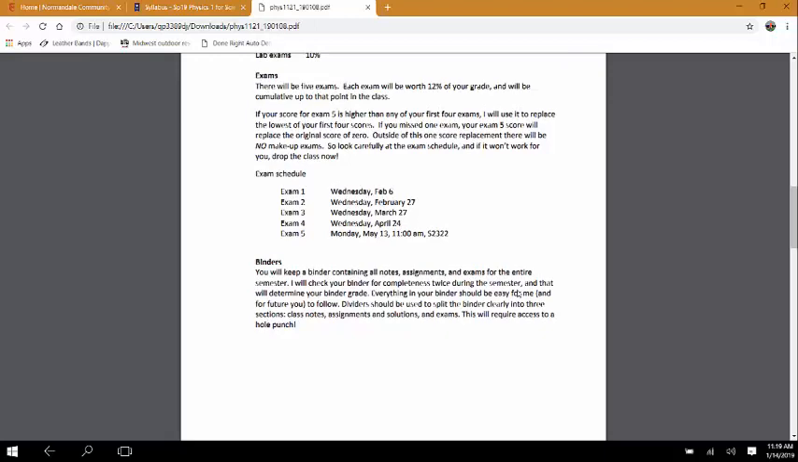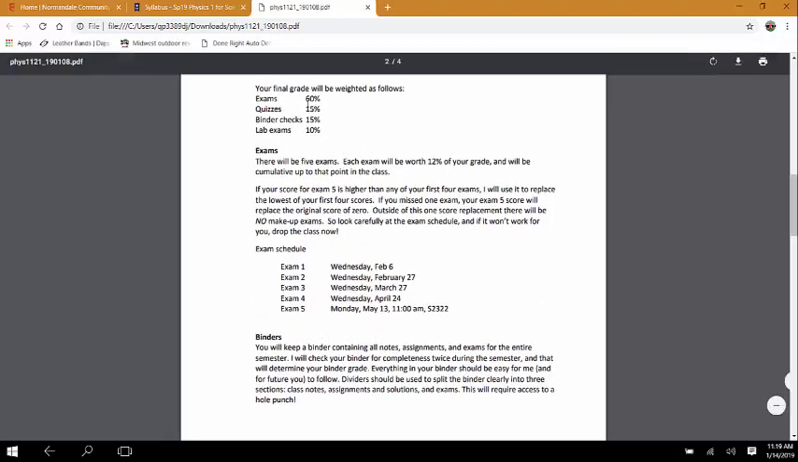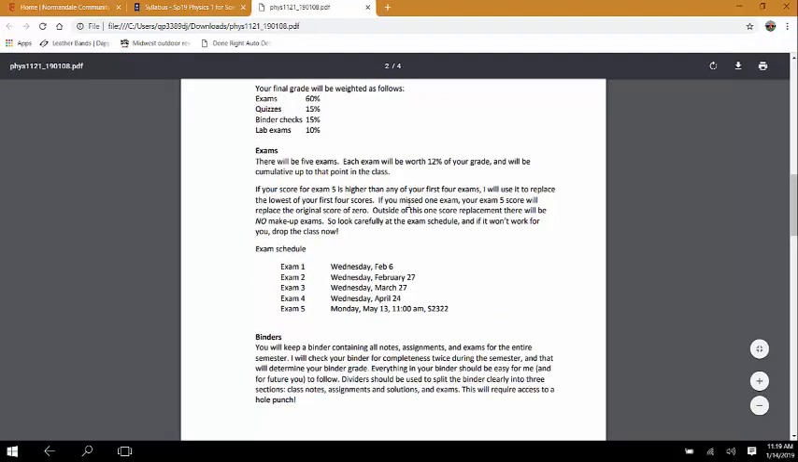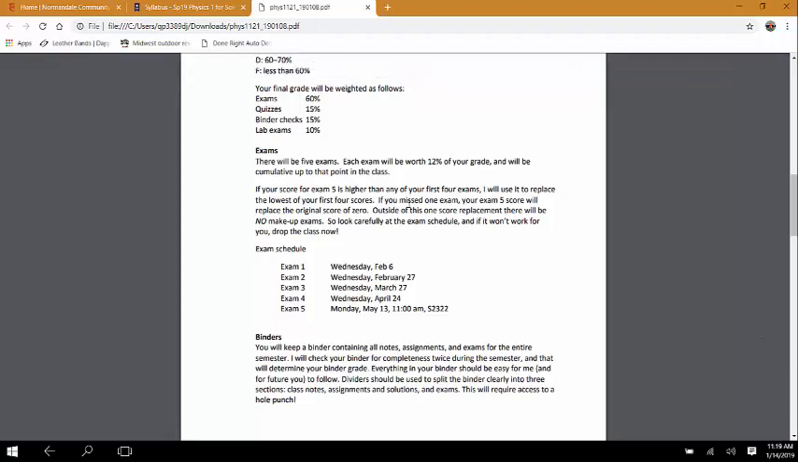Okay, so first of all, exams. That's the biggest chunk of your grade. There are going to be 5 exams. That includes the final. So the final is just exam 5. They're weighted equally. So the final isn't worth any more points than the other ones. They're each worth 12% of your grade.